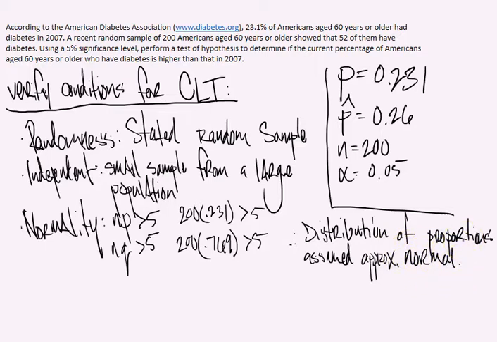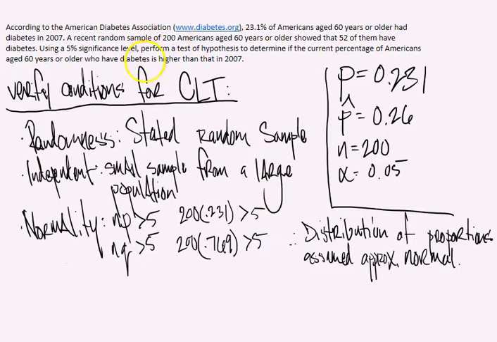Okay, so that's how we know that we have the conditions: expected number of successes more than 5, expected number of failures more than 5. If we were looking at means, I would need my sample size to be larger than 30, right? But we're doing proportions, so obviously my sample size is going to be more than 30 here.